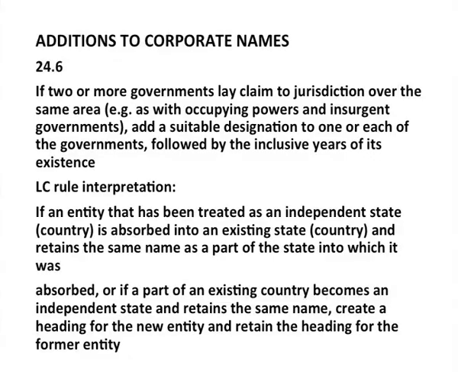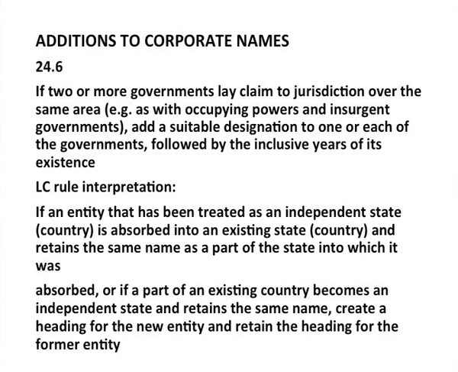In the additions to the corporate bodies, if two or more corporate bodies lay claim to the jurisdiction over the same area, as with an occupying power and an insurgent government, add a suitable designation to one or each of the governments followed by the inclusive years of its existence. In rule 24.6, this rule says that if an entity has been treated as an independent state, like Taiwan, and is now absorbed into an existing state like China and retains the same name, you have to retain the same name as part of the state into which it was absorbed. That is, for Taiwan, you have to use China.